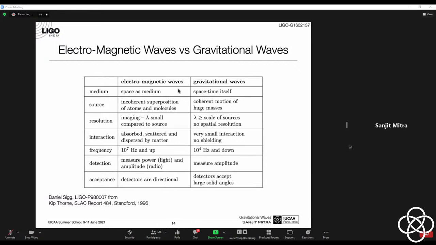The detectors are generally directional for electromagnetic waves. When you have a telescope, you're looking in a given direction. But of course, there are also dipole antennas which look in all directions at the same time. For gravitational wave detectors, it is very difficult, probably impossible, to make a directional antenna. It will always get source signals from every direction. Before we move on, any questions here?